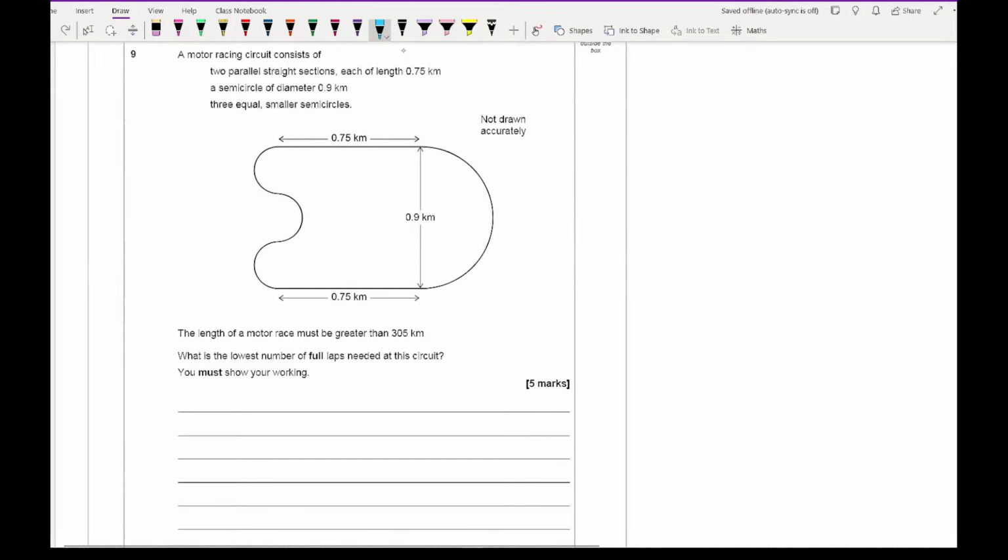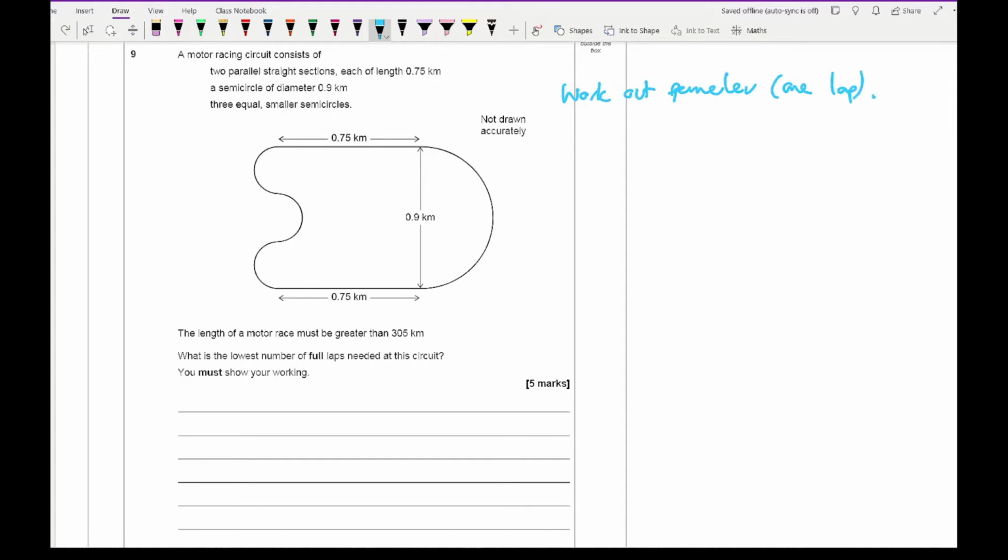Then looking at question 9, it says that a motor racing circuit consists of 2 parallel straight sections, each of length 0.75 kilometers, a semicircle of diameter 0.9, and 3 equal smaller semicircles. The length of the motor race must be greater than 305 kilometers. What is the lowest number of full laps needed at this circuit? So what we need to do first is work out the perimeter.